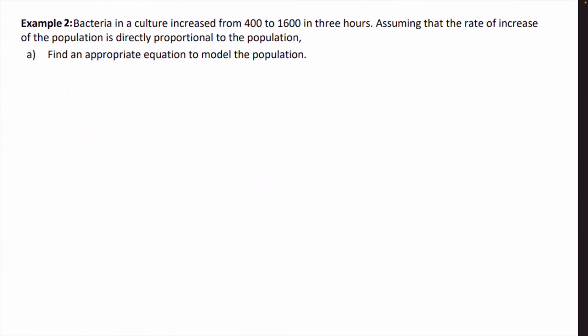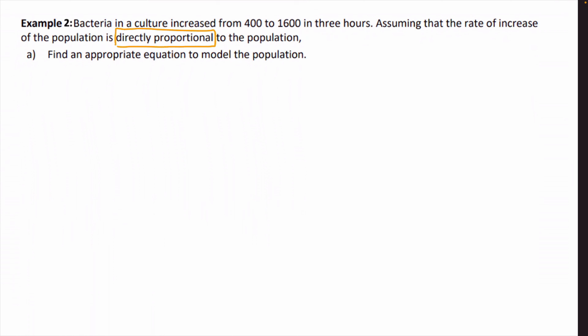So it says bacteria in a culture increased from 400 to 1,600 in 3 hours. Okay? Assuming that the rate of increase of the population is directly proportional to the population. So this is the giveaway here. This part here is a giveaway that it's exponential growth and decay. So anytime you see that directly proportional on any problem, it means you're going to do what we're doing today.